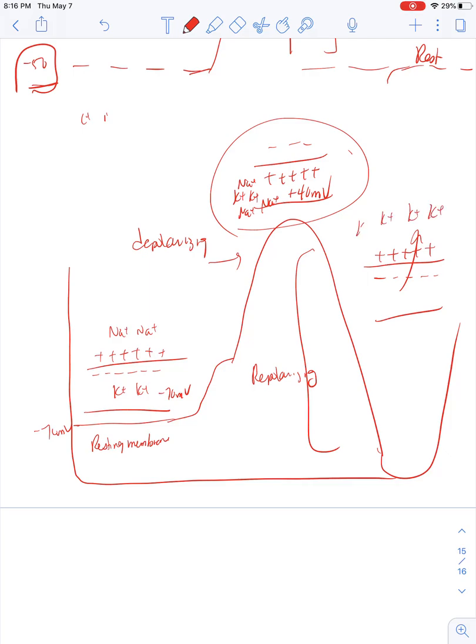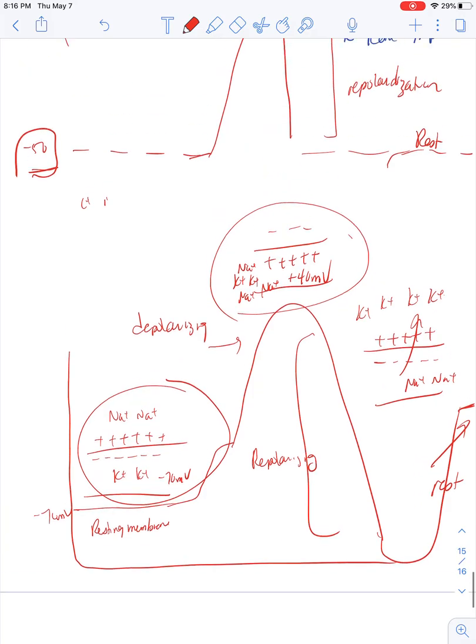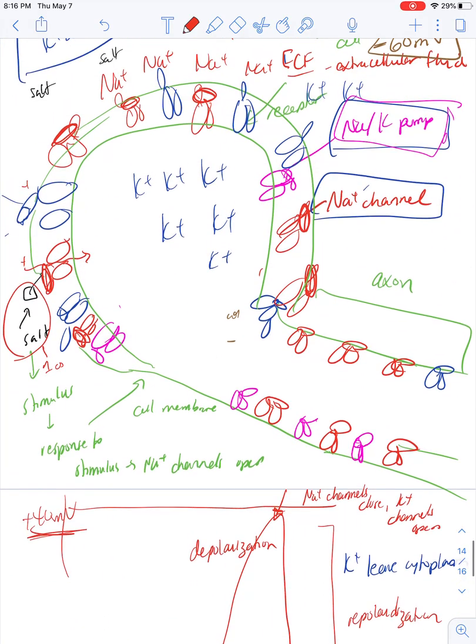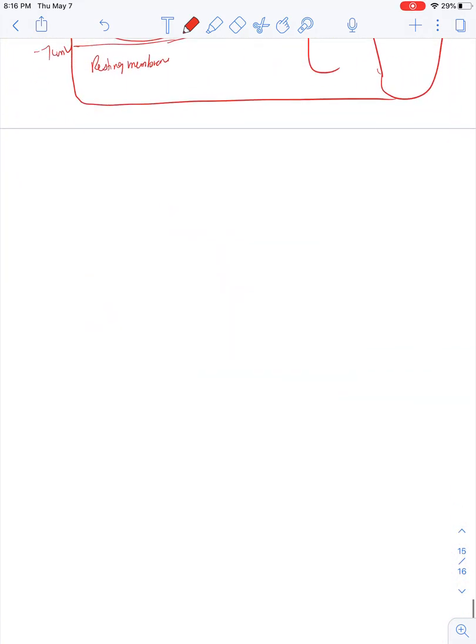So now you have lots of potassium on the outside and sodium is kind of stuck inside. And then you want to go back to rest. What restores resting membrane potential? You reverse the potassium and the sodium, so you get back to what you started with. You use your sodium-potassium pump. And that is how the action potential works.